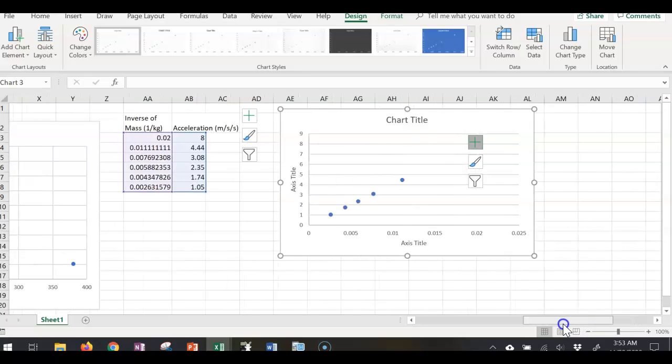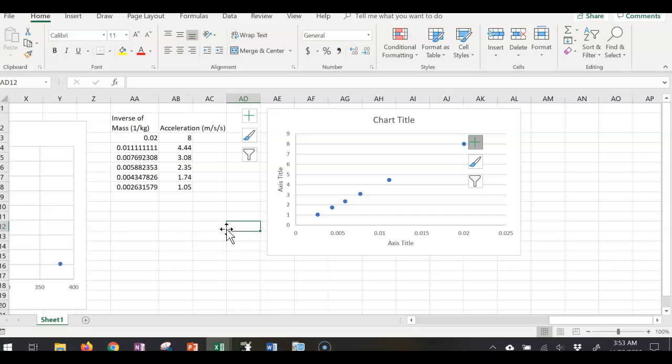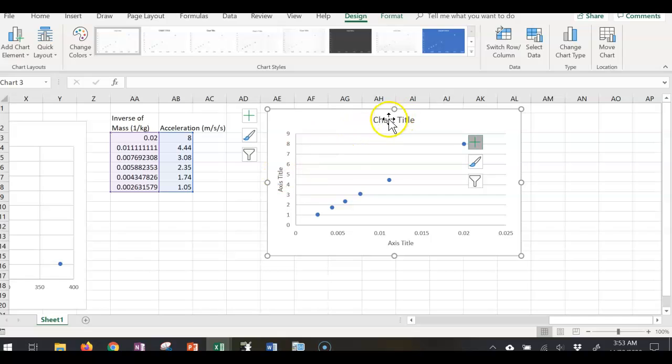Okay, so we've got a nice linear relationship here, and I want to label it. So this is acceleration versus the inverse of mass, right? And so now on the x-axis, my independent variable is no longer mass. It is inverse of mass, and the units are 1 over kilogram. But I still have acceleration on the y-axis.